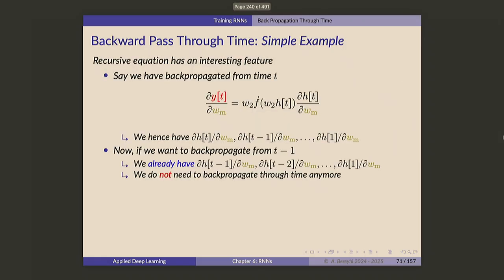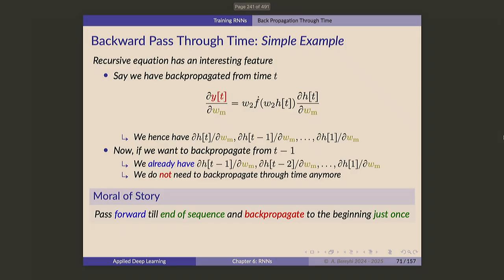So that's the point. If you have already computed at time t, then you already have all the gradients at time t minus 1. So there is no need to again backpropagate through time. You basically can use it. So efficiently, if you want to implement it, you do the forward propagation from beginning of time to the last time, and then you backpropagate in the last time, and everything is over, right? You already have computed everything that you want.